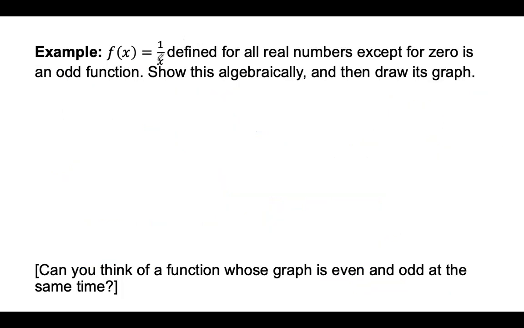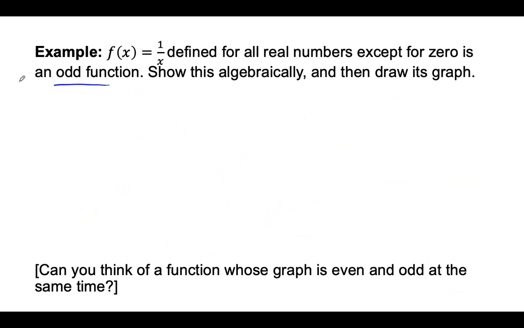Now this function, 1 over x. So where is it not defined? What can you not do with this function? 0. So it's defined for all real numbers except for 0. It's an odd function. So we're going to show this algebraically, and we're also going to draw its graph.